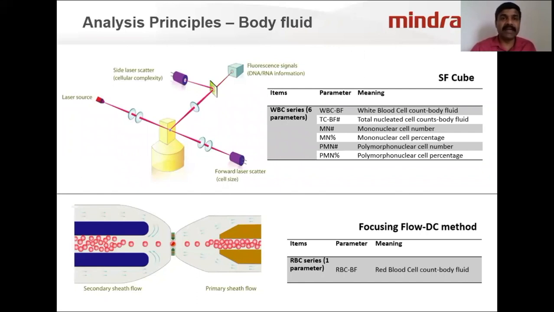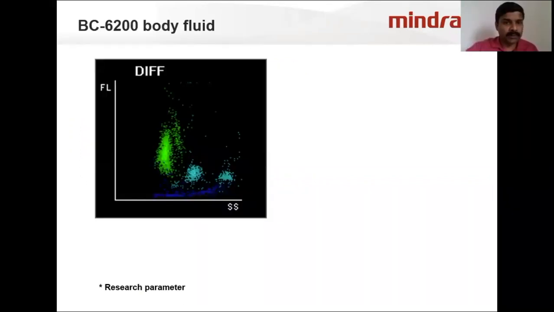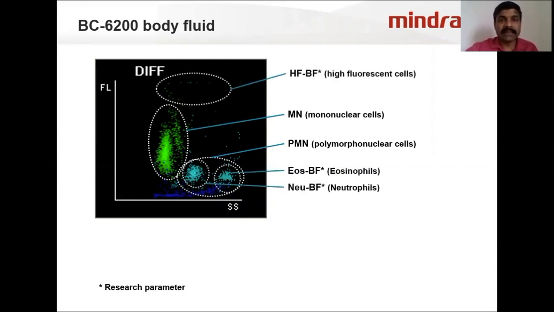So this instrument has a dedicated body fluid mode, which will give you the body fluid analysis in terms of differentials. So we have the body fluid analysis facility in the high sensitivity mode of the BC 6000 series. This is the scatter plot of the body fluid. You can see the intact WBC at the bottom, that is the polymorphonuclear cells, and you can see the mononuclear cells. And apart from this intact WBC, the instrument is also able to give you the high fluorescent body fluid cells. These high fluorescent body fluid cells are nothing but the malignant cells.